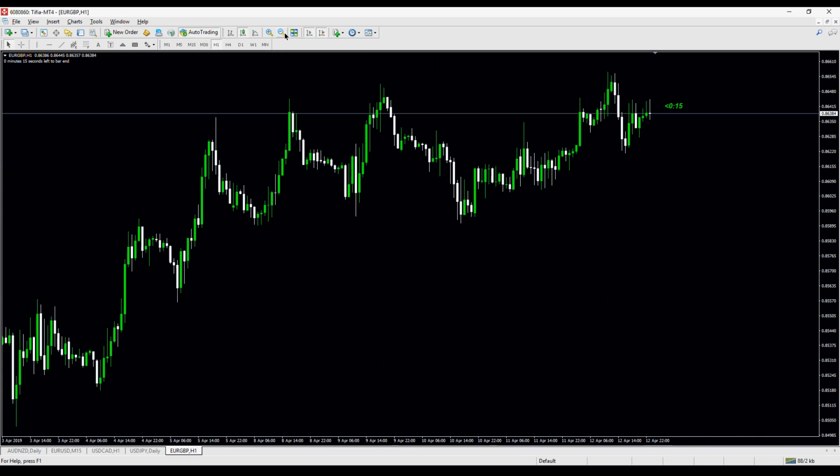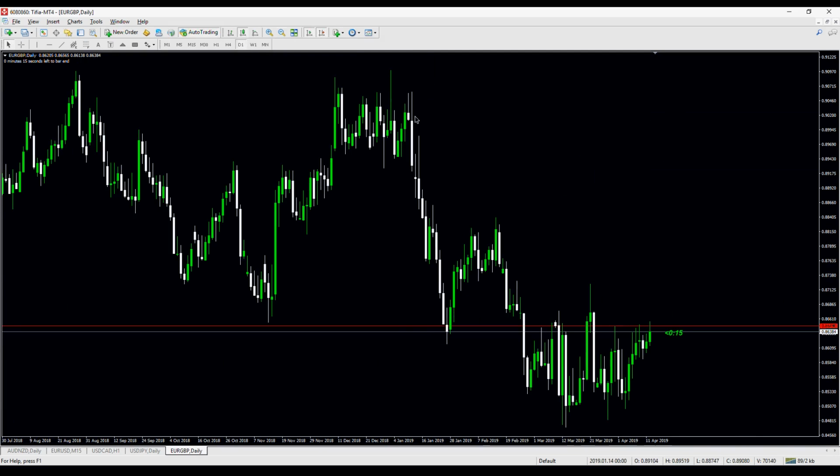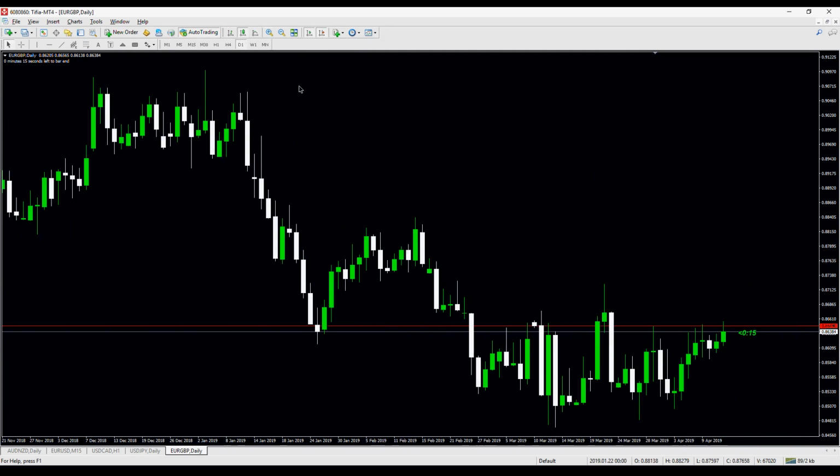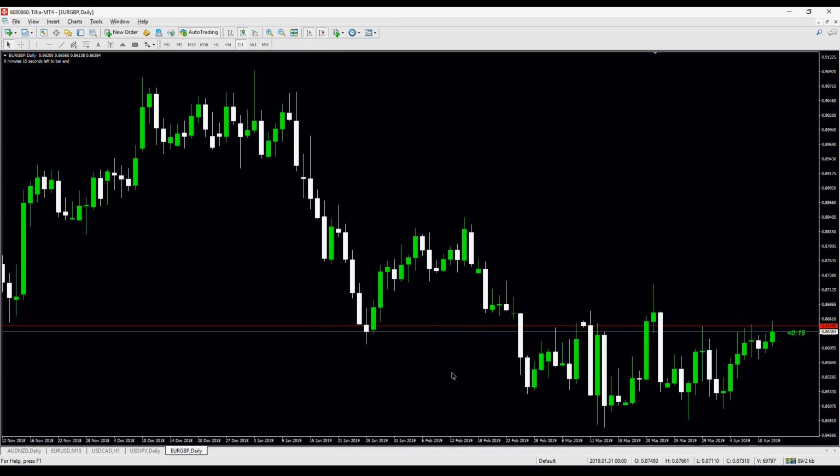Okay, so Euro GBP, we have a dominant or an engulfing break over here. So what do we have, people? Talk to me. Okay, so people, let's talk. What do you see?